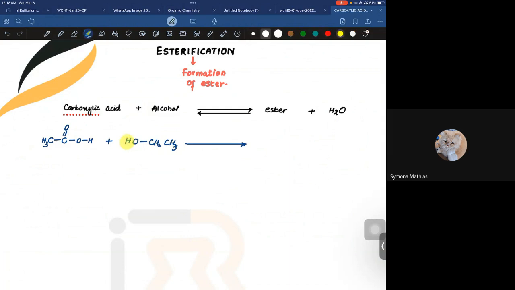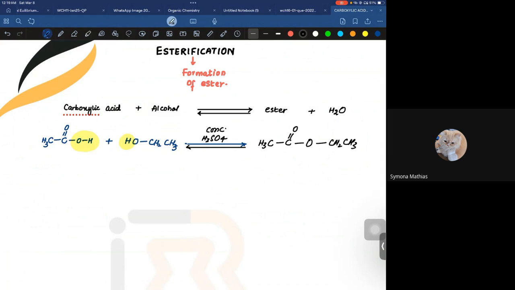Alcohol can give its hydrogen and carboxylic acid can give its OH, and they would be forming an ester. Just like that. It's very simple. Here, the sulfuric acid is used as a catalyst, concentrated, and the reaction is reversible. The ester can change into the reactant as well.